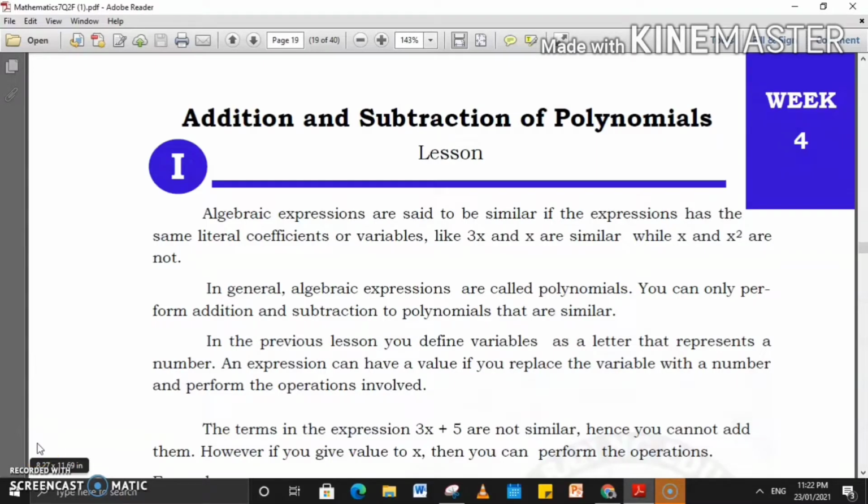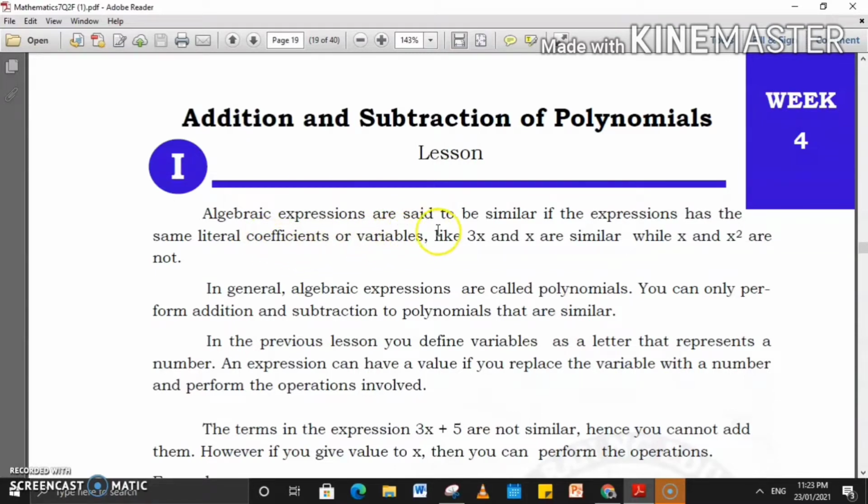Okay, good day everyone. So, ang ating lesson natin for week 4 ng ating second quarter for this modular distance learning is about addition and subtraction of polynomials. So, that is our lesson for this week. So, when we say algebraic expression, tinatawag din natin silang polynomials. Okay? And meron tayong different operation sa pagdating sa polynomial. So, nandun yung una, addition and subtraction.